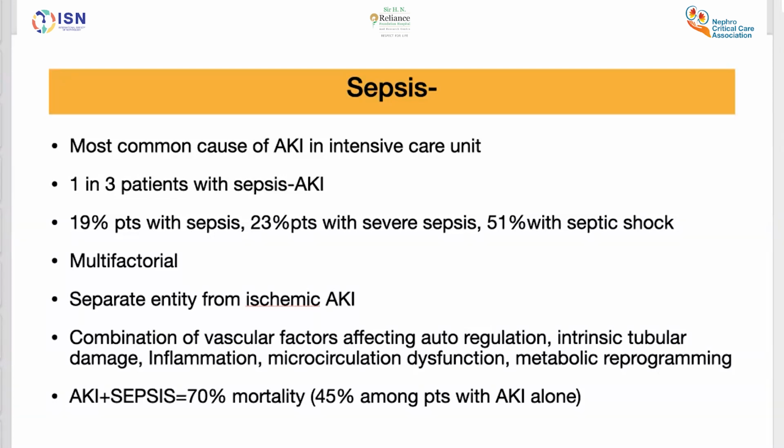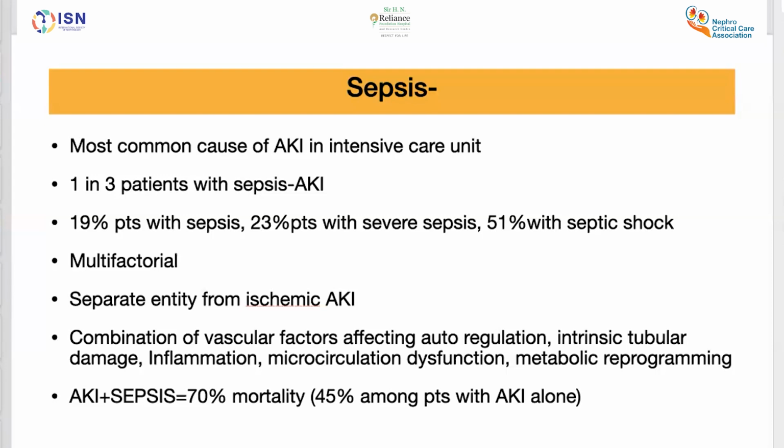Acute kidney injury due to sepsis is many times multifactorial, and it is a separate entity from ischemic acute kidney injury. It may lead to ischemia after the sepsis has developed, but it is totally different regarding the pathophysiology of the sepsis. This acute kidney injury due to sepsis is a combination of vascular factors affecting autoregulation, intrinsic tubular damage, inflammation, microcirculation dysfunction, and metabolic reprogramming.